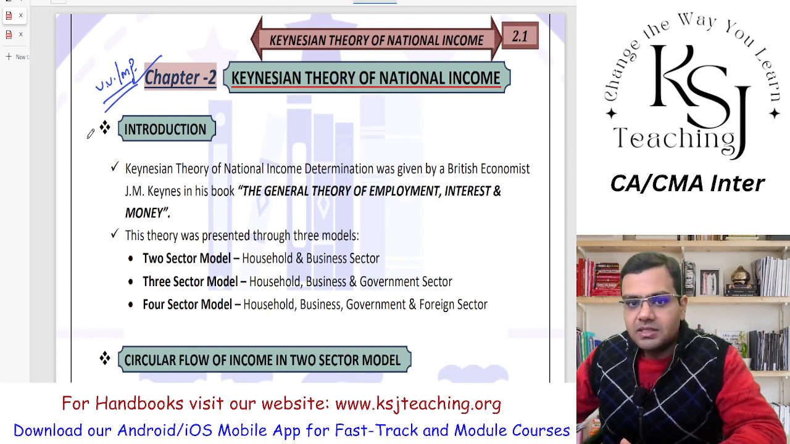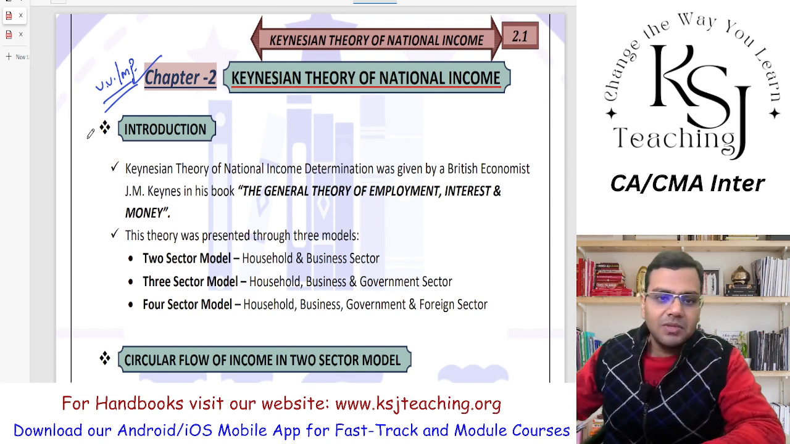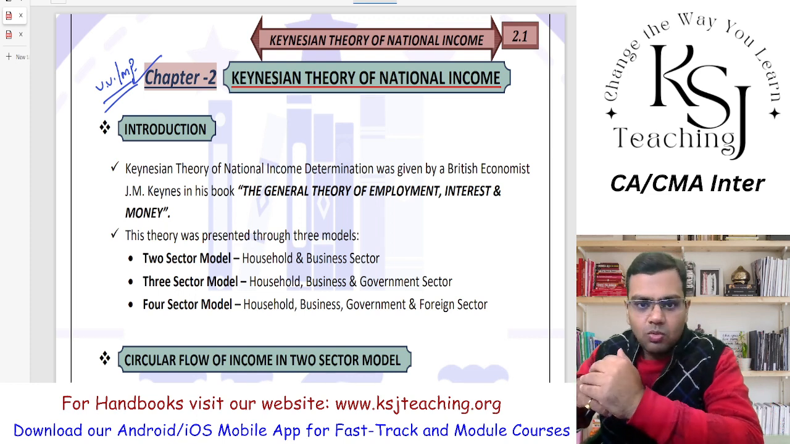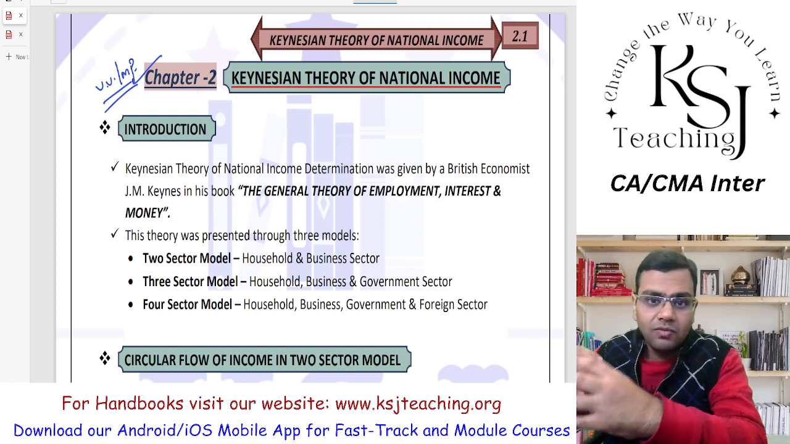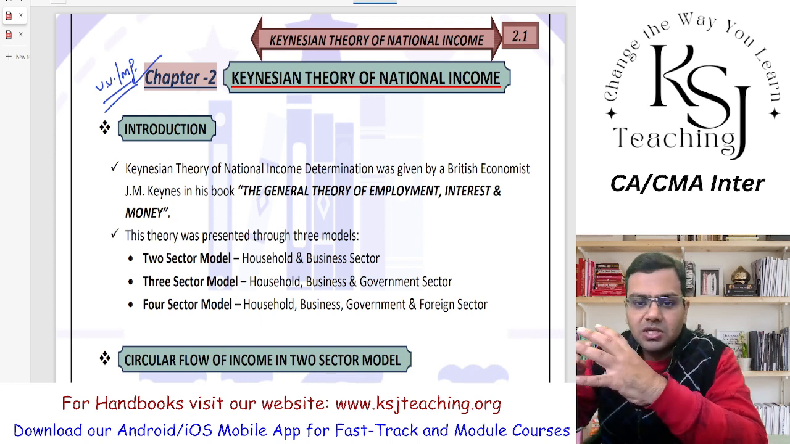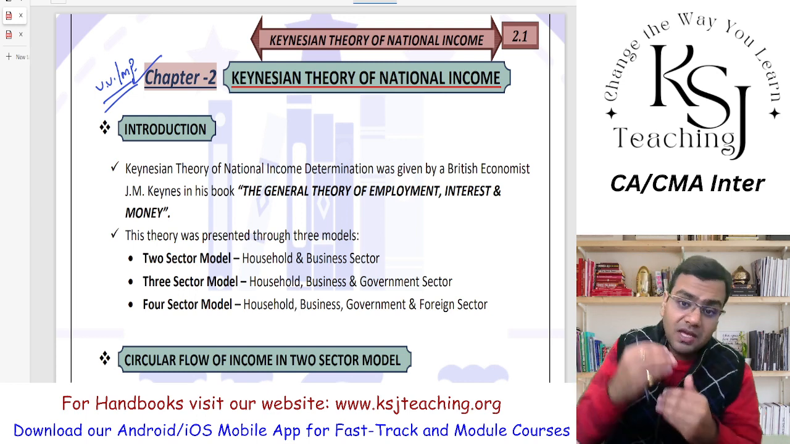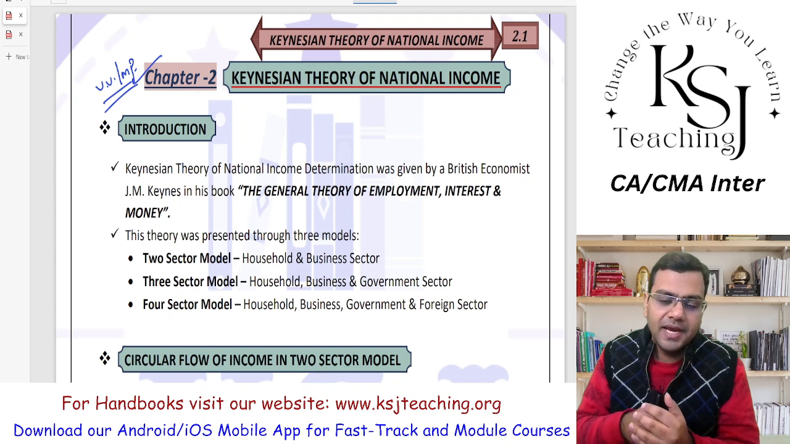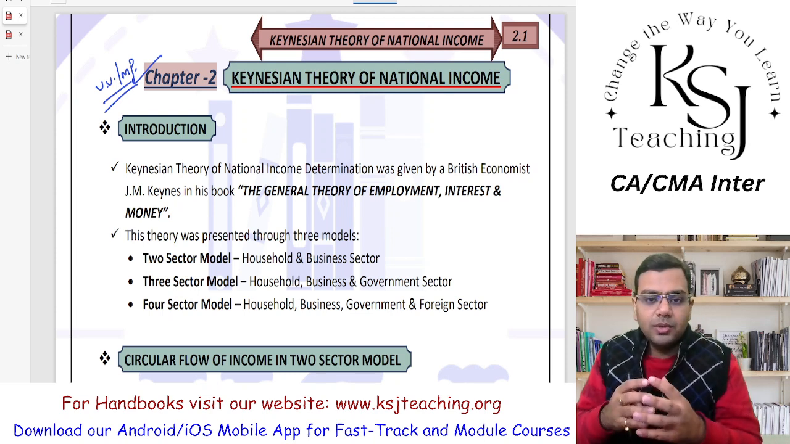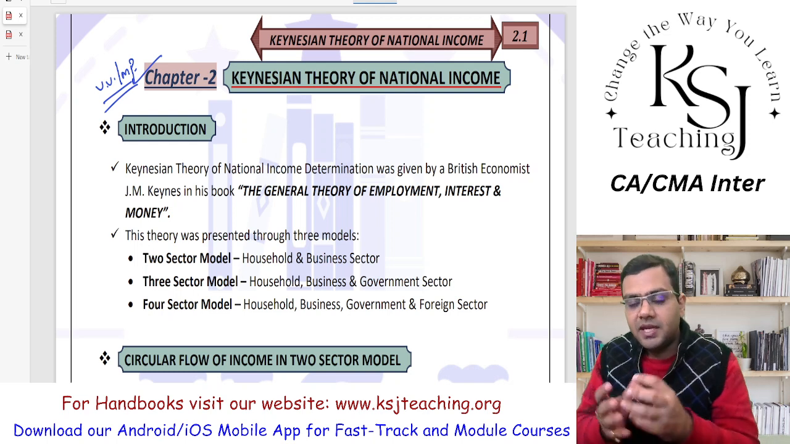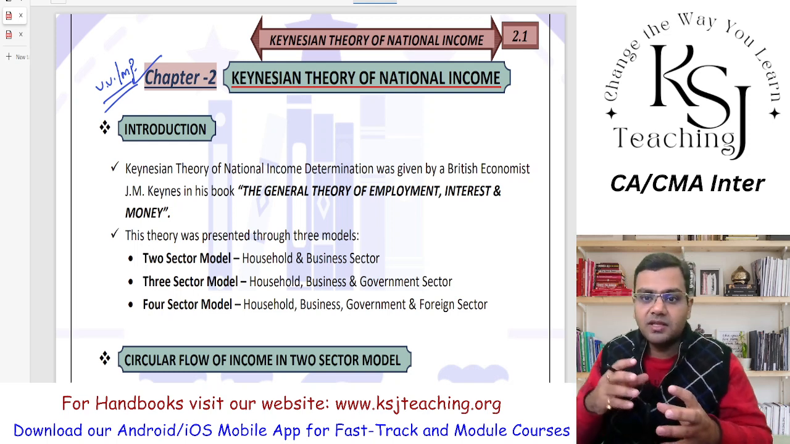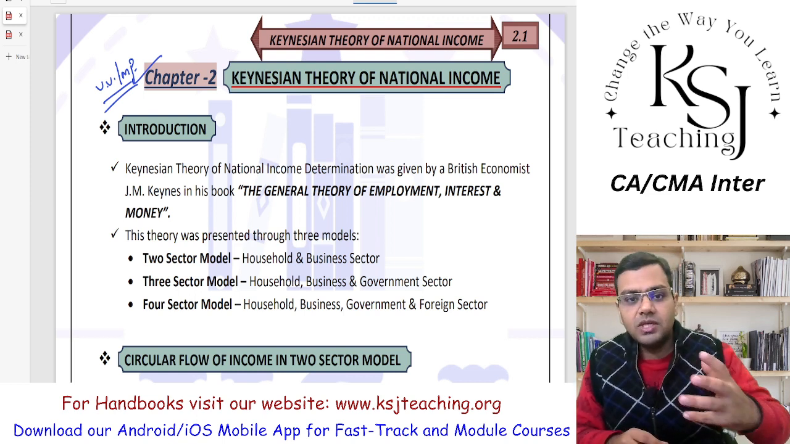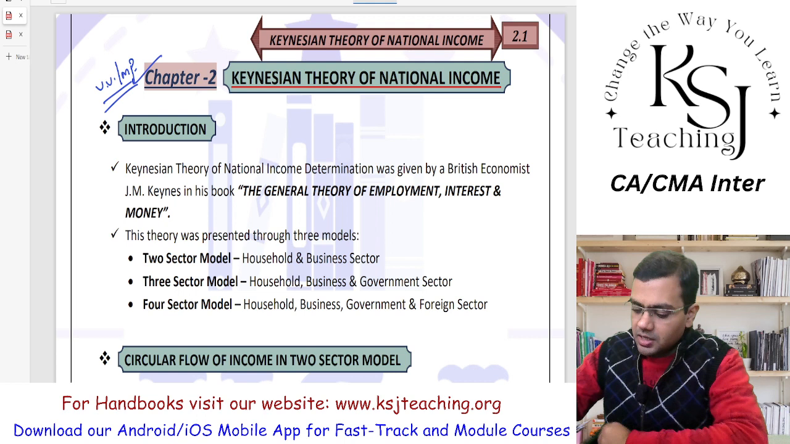Now, sir, this Mr. Keynes gave some theories of national income. Theories of national income mean how to determine the national income, what are the various elements involved in it, what is consumption, what are the various behaviors that help us in determining the national income. So the theories tell us how we determine the national income and what factors contribute to it. All these theories were given by Mr. Keynes. So let's read it out.